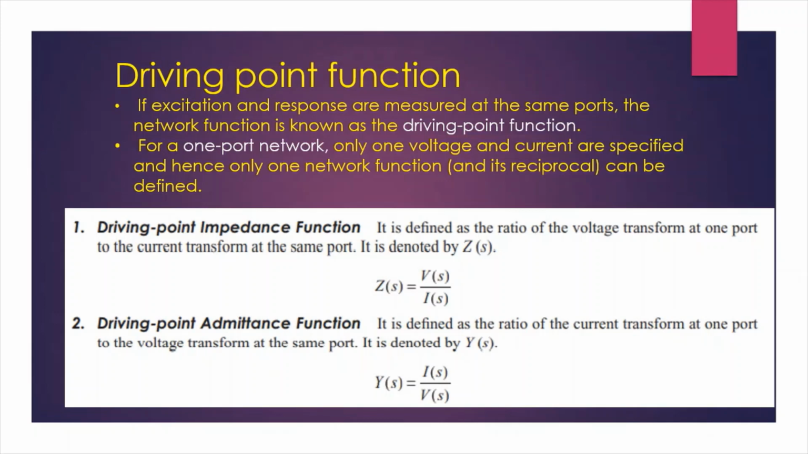Consider a one port network. Here the driving point impedance function is given by Z of S equals V of S by I of S. Z of S is the impedance function, since voltage by current gives us impedance. Next we have admittance. Admittance is the inverse of impedance and it is represented by Y of S. If the output is current and the input is voltage, we get it as I of S by V of S.